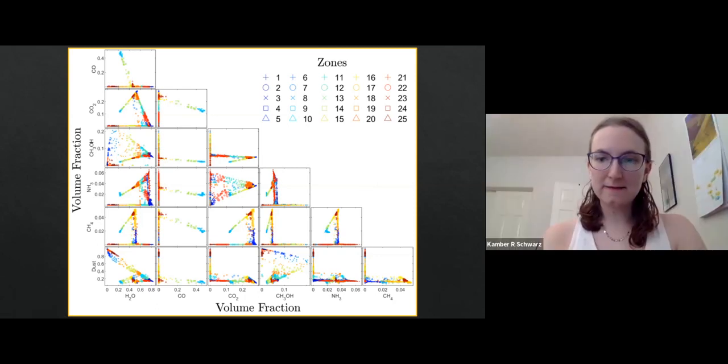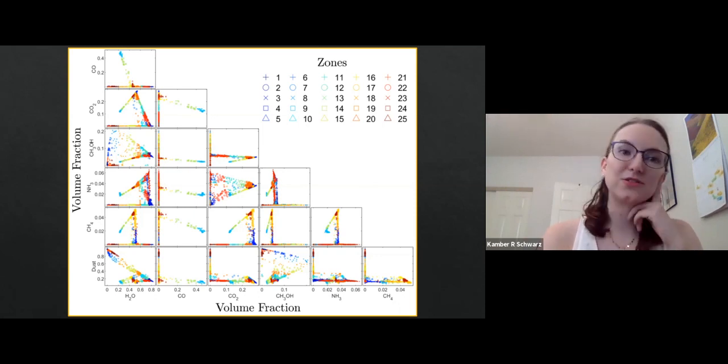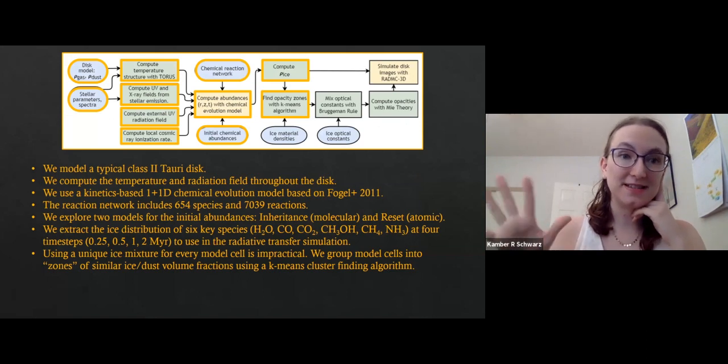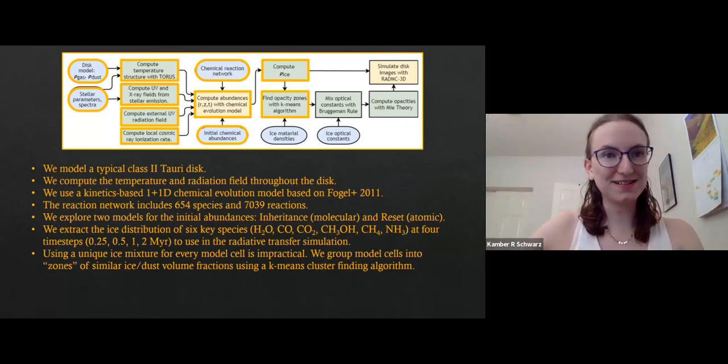I have a question. First of all, I really love seeing someone use the Fogel et al. code to study ices. Could you remind me what cosmic ray ionization rate you assumed in these models?